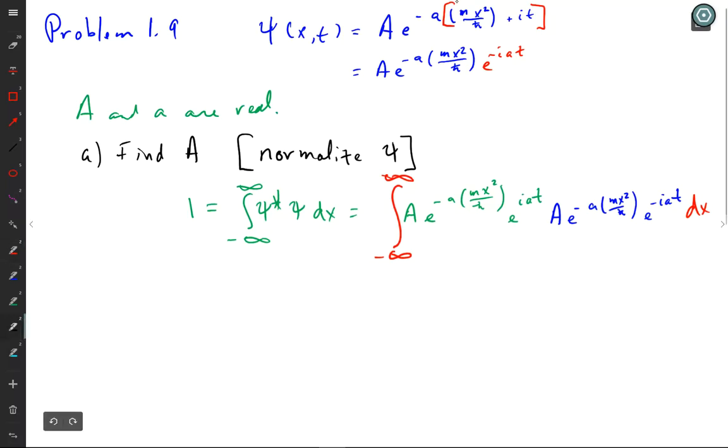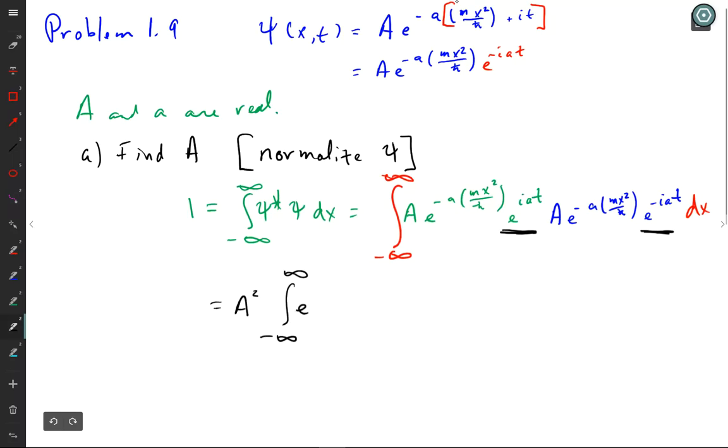So now simplifying, that's going to be A squared, A is a constant, integral from minus infinity to infinity. And notice the e to the iat times e to the minus at is e to the 0, which is just 1, so we don't write it down. Can you say that again? Yes. Okay, I will write it down then.